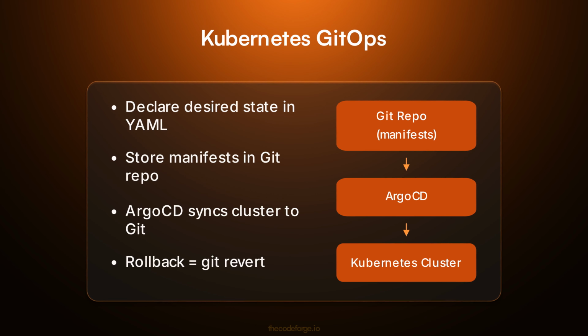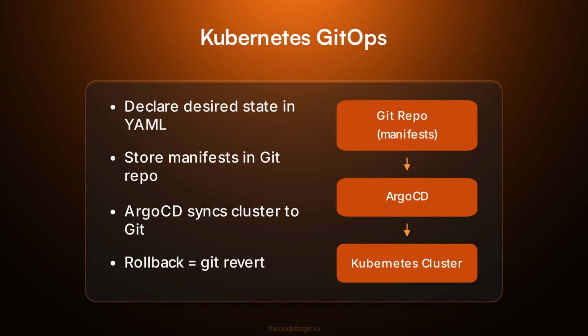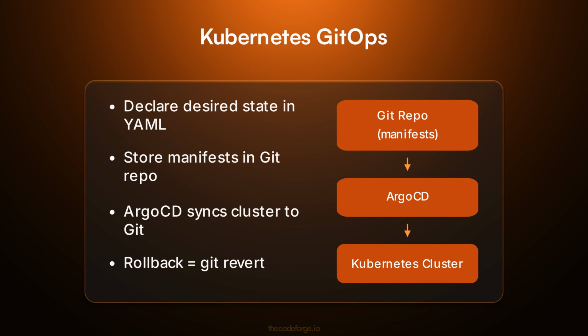GitOps extends Git's declarative model to infrastructure. Store Kubernetes manifests in Git, and a tool like Argo CD automatically applies changes to the cluster. Rollback becomes git revert, and auditing becomes git log.